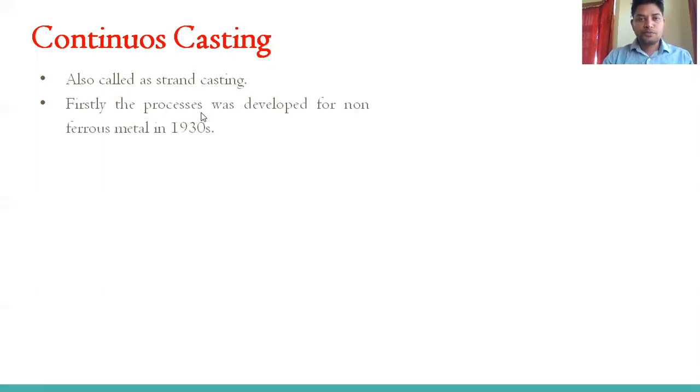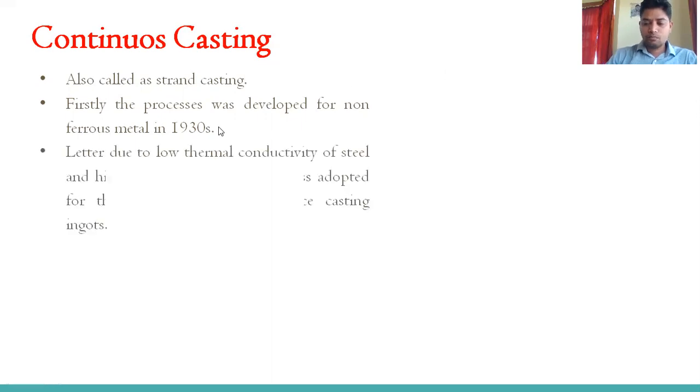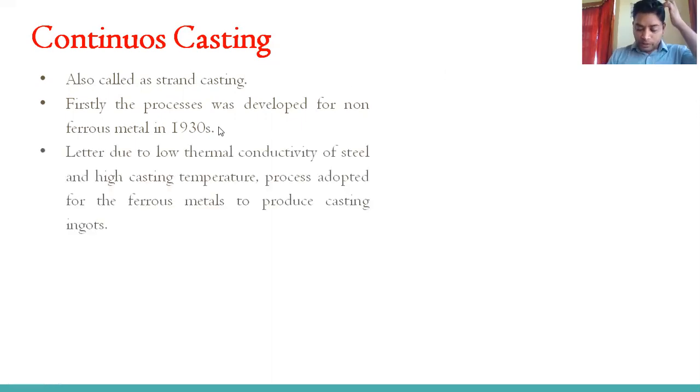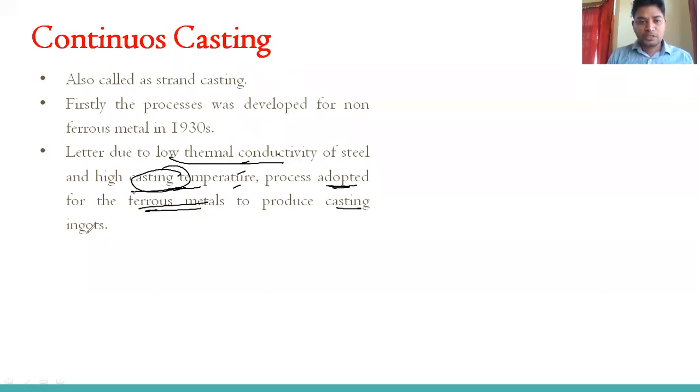Okay, so before the 1930s, or in between the 1930s and 40s, generally this continuous casting process was used for non-ferrous material. But after that, because of the low thermal conductivity of the steel, as well as the high casting temperature, which is a melt above the melting point temperature, because of these two properties, this process was finally adopted for the ferrous material, to produce the casting ingots.